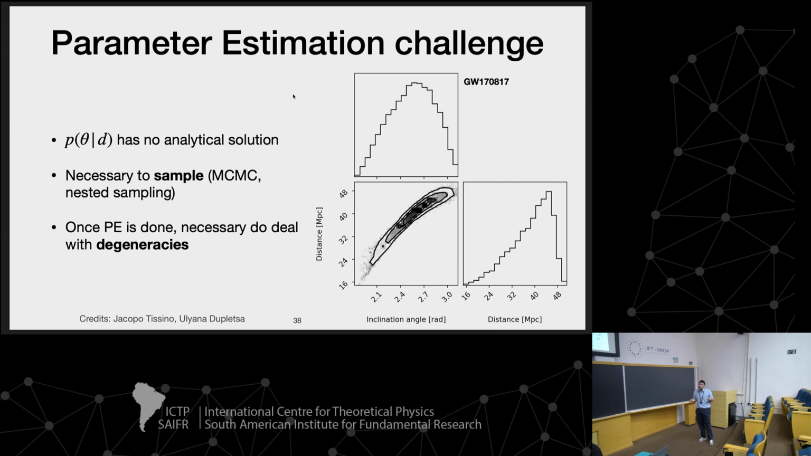Once you have parameter estimation, you're not done because you need to deal with degeneracies. What is a degeneracy? The most famous one in gravitational waves is the one between distance and inclination angle, which is the one that I'm plotting here. You basically see that these two parameters are super correlated, and this is going to limit your predictivity on, for example, luminosity distance, which is a super important parameter, as we are going to see over the classes.